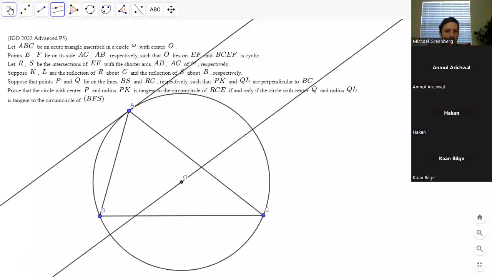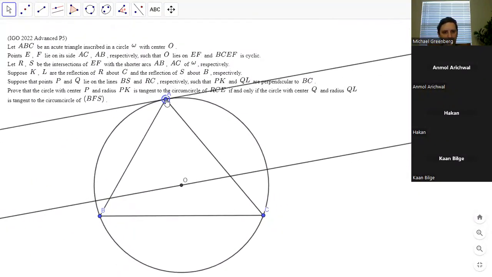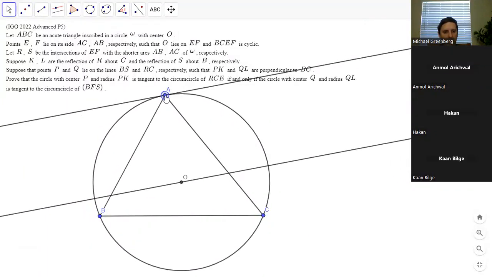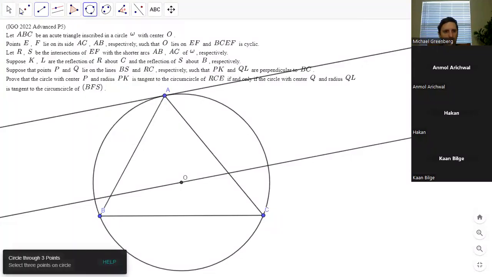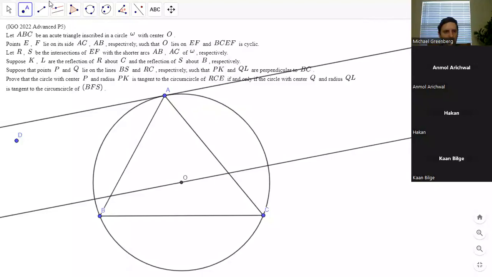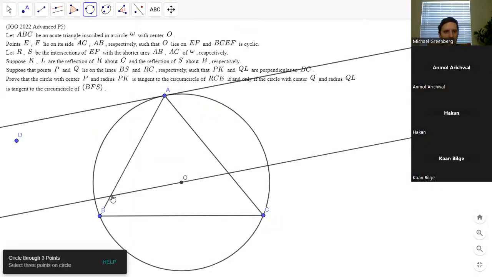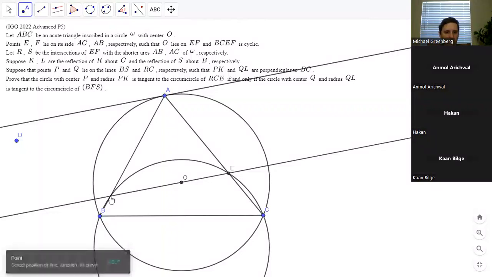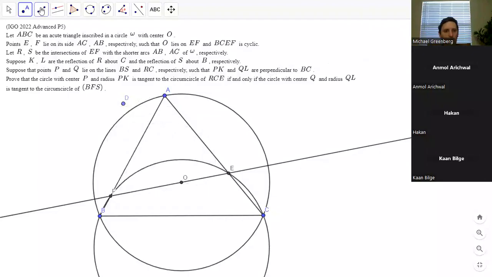Like this. Let me try it. So E is on AC. And this is F. So that's going to be parallel to the tangent at A. I don't know if it's worth just drawing the tangent at A. We'll just draw a little mini tangent, so we know they're parallel.